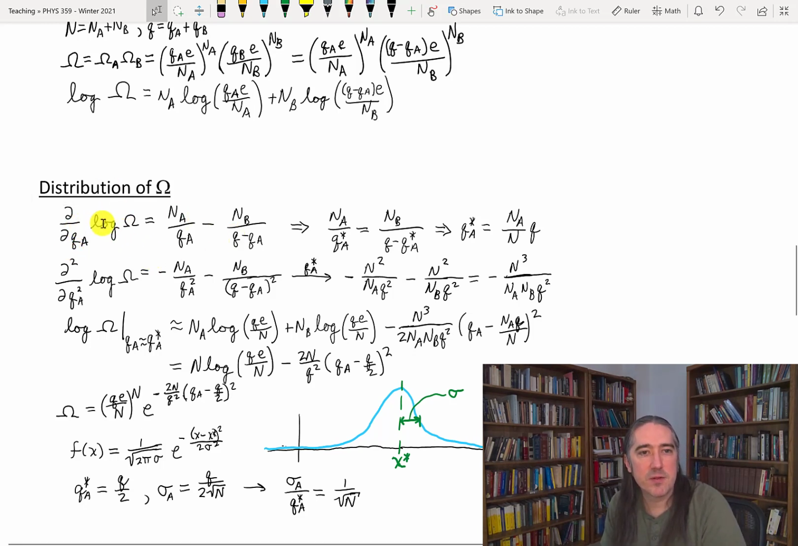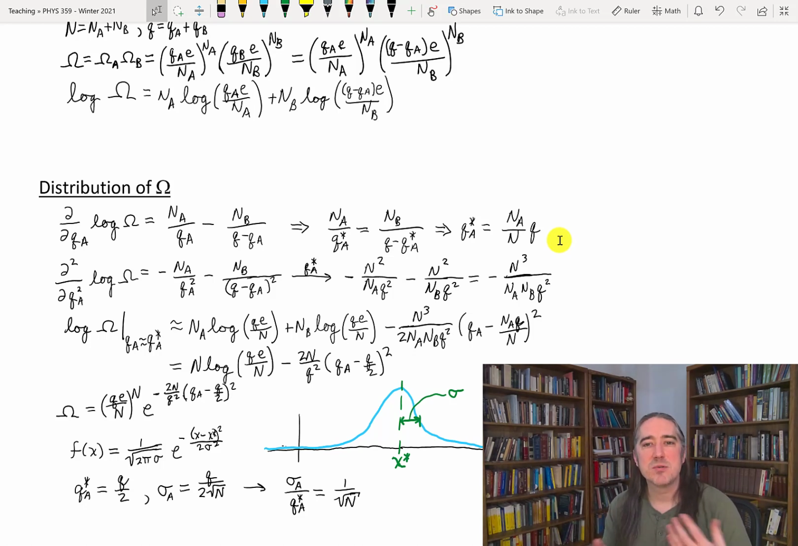Okay, so take the derivative of the log with respect to QA. This term is going to give you NA over QA. This term, pick up a minus sign, you get NB over Q minus QA. And if we set that equal to 0, that should tell us where the maximum of this function is. So follow it through. QA star is what I'm calling the maximum point, and it's just the total excitations times NA over N. Okay. Now that should make some sense, right? We're going to have the most accessible states when we've sort of evenly distributed the excitations between the two sides.